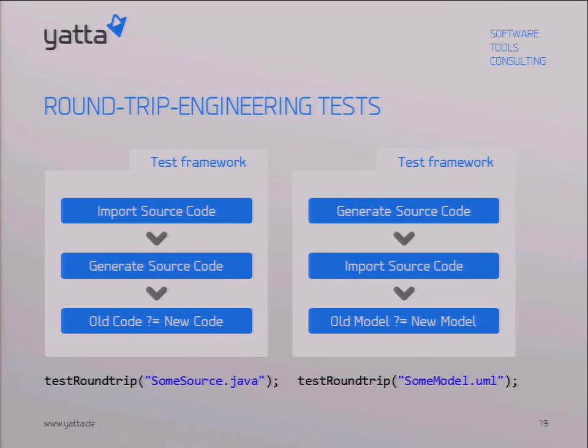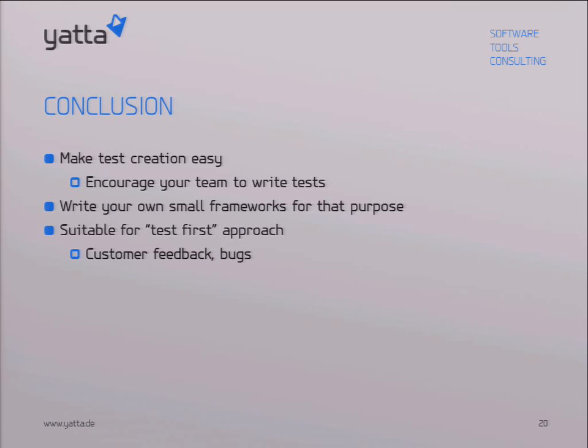And even simpler for round-trip engineering, we can just start with source code or a model. For example, in the model case, it just generates the source code, re-imports the code, and compares both models with each other. So it's very, very simple to create a test, and this is the message. Of course, it differs between different tools, and it depends on what the USP and the features of your tools are, but it is very, very important to make test creation as simple as possible. We did this by writing small test frameworks that cover these features, and so we can create tests right after the customer made the bug report. Okay.